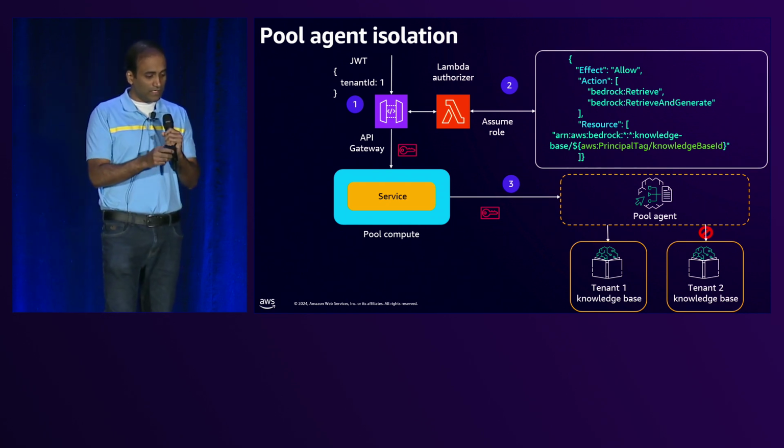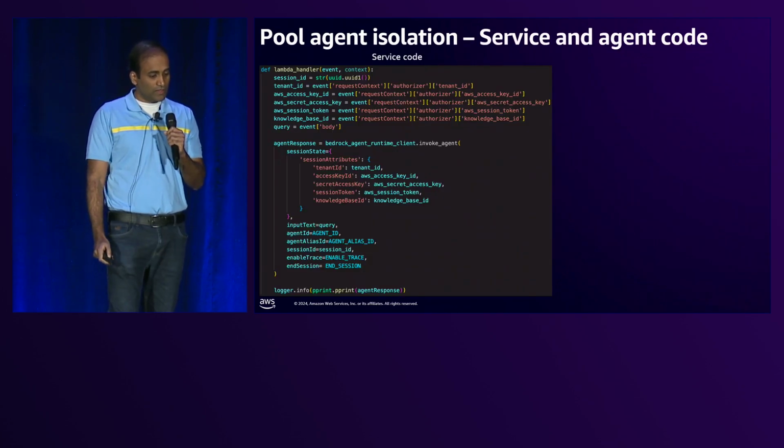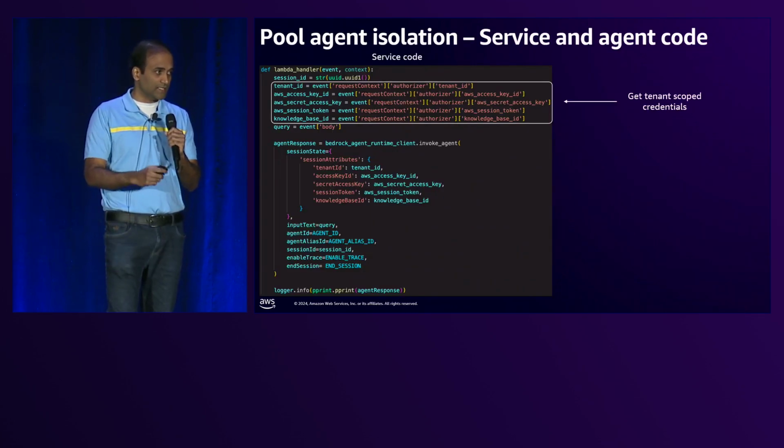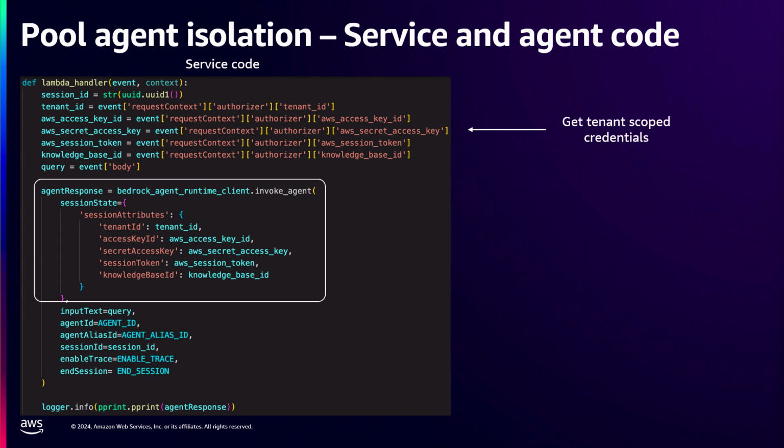Now, let's double-click on this service code and the agent code and understand how all this comes together. If you look at the service code, the first thing it does is get the tenant-specific scope credentials. Once it gets them, it makes a call to invoke the agent. In invoking the agent, it passes the scope credentials through a session attribute. You could see that you are passing the scope credentials, and also any additional metadata you want to pass, through the session attributes.